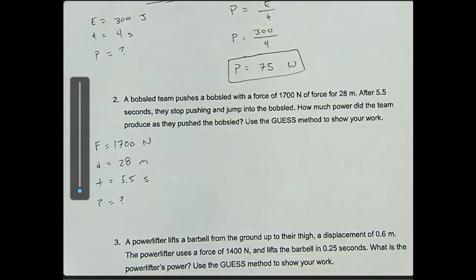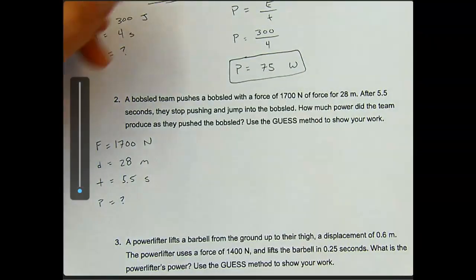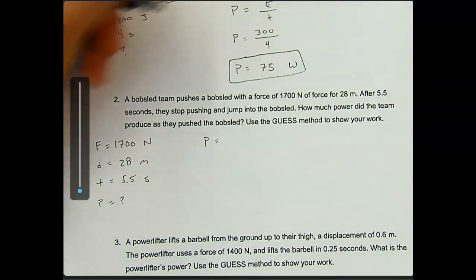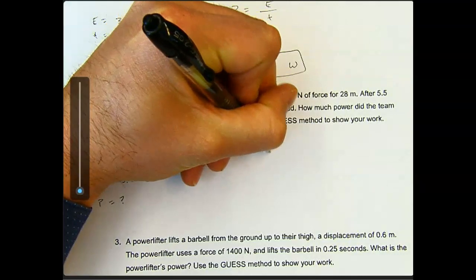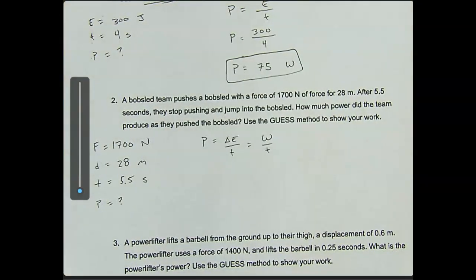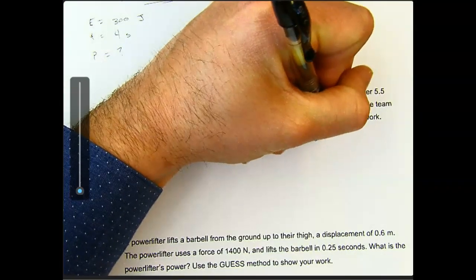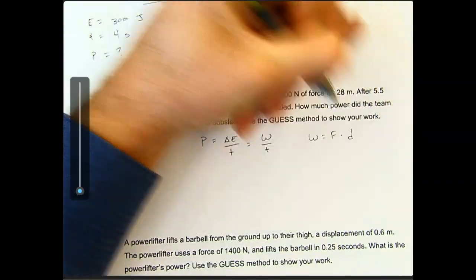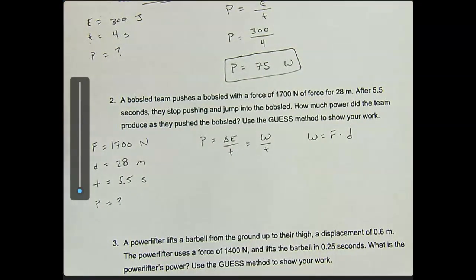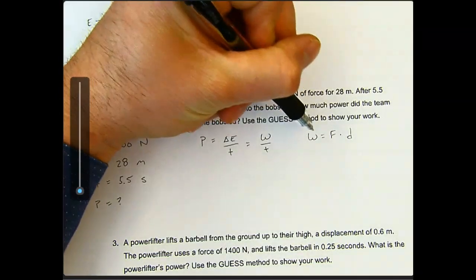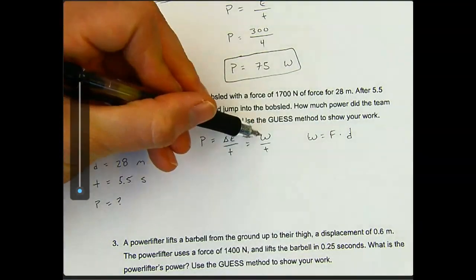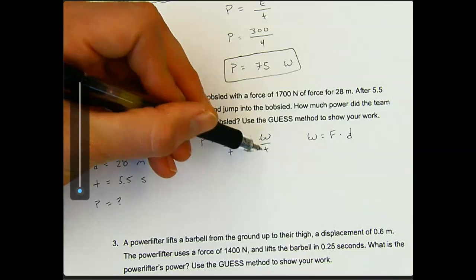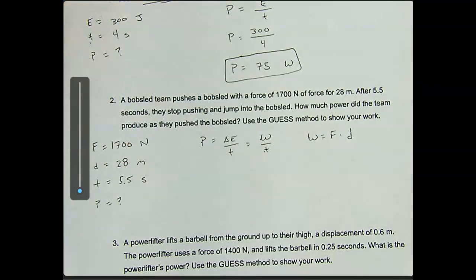Okay, so let's think about what we know. Some equations that we know. We know that power is sometimes the change in energy over time, or it's sometimes work over time. But that might be useful. And then we also know that work is force times displacement. So those are a couple of equations that we might use. So notice that what we could do is find the work first, because we have force and we have displacement. And then once we find work and we know time, we can find power. So those are the equations that we're going to use.